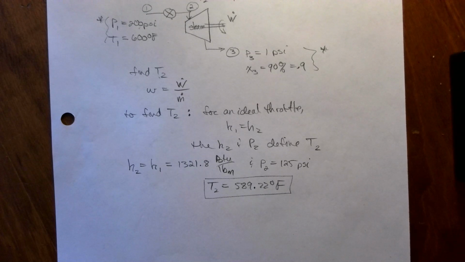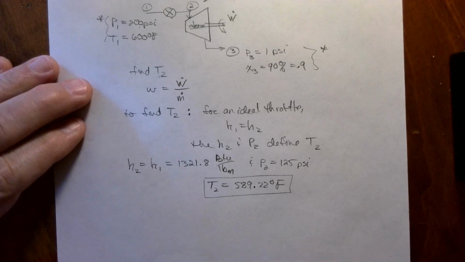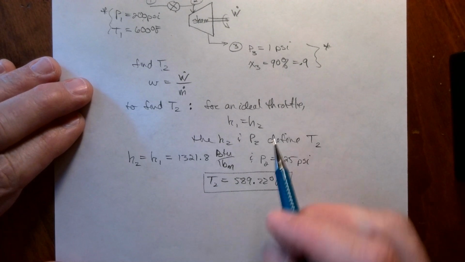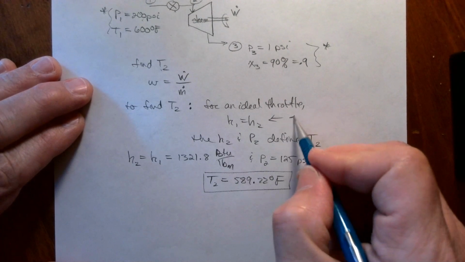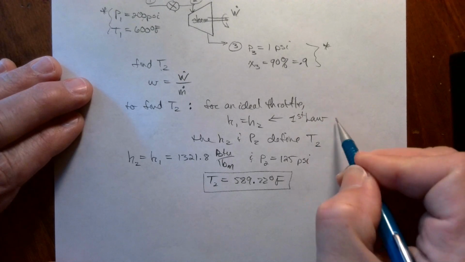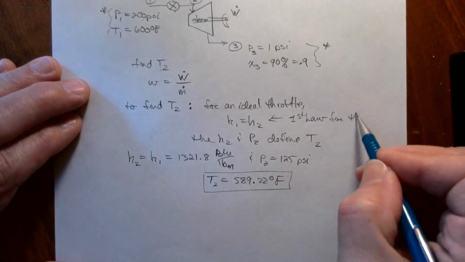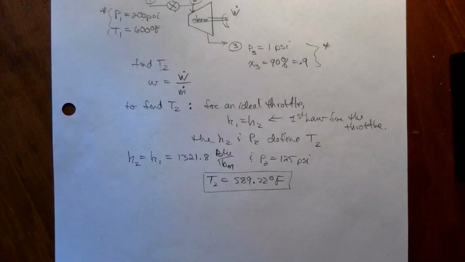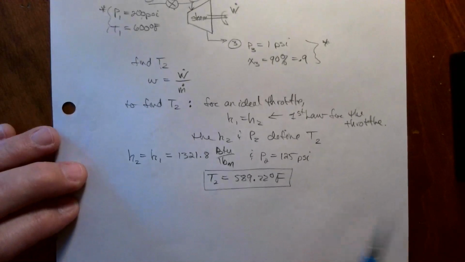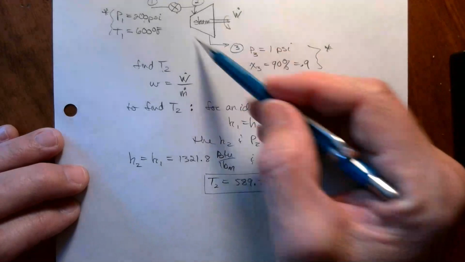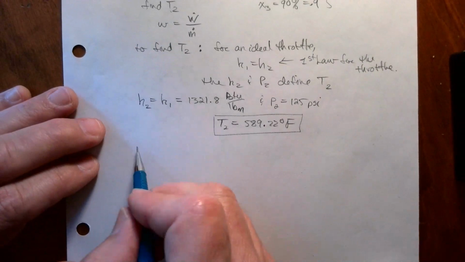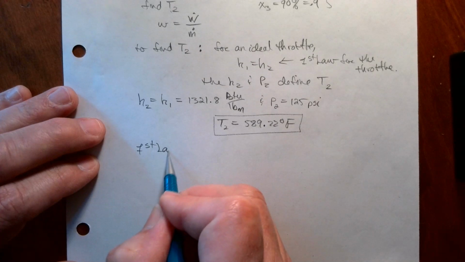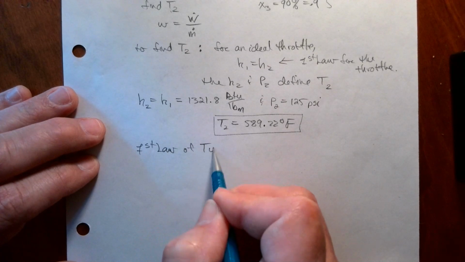So there's the throttle part of this example. This is the result of an energy balance, the first law for the throttle. Okay, so next it's asking for the power per unit mass. So now we need to do a first law analysis of the turbine. First law of turbine.